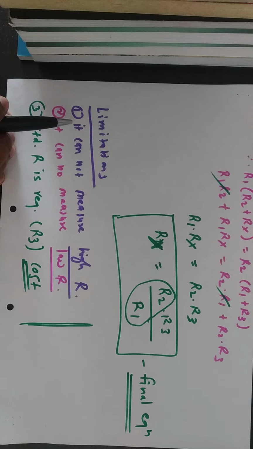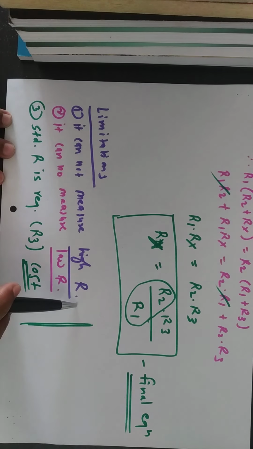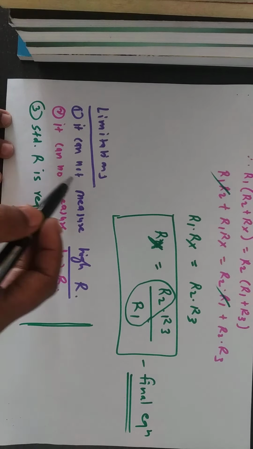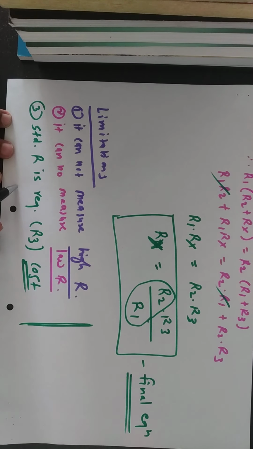So the first limitation of the Wheatstone bridge network is that it cannot measure high resistance and it cannot measure low resistance, and a standard resistance R is generally required for its operation. So these are some of the limitations of the Wheatstone bridge network.